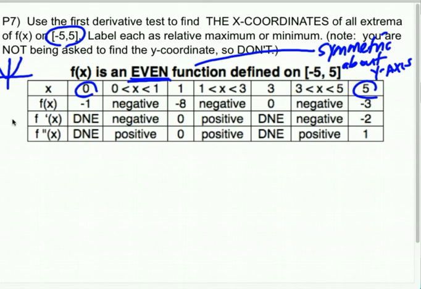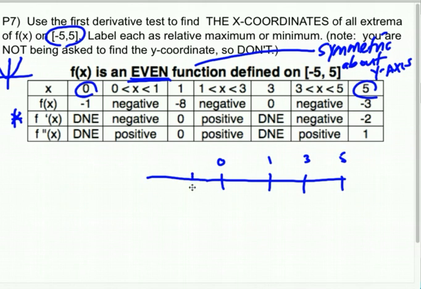So again, we are handed an f prime sign chart. And if you want, you can copy it down here and see what's going to happen. So here's 0, here's 1, here's 3, and here's 5. Because this is even, it's going to behave essentially symmetrically on the other side. So there's -1, -3, and -5. And we know that these are our endpoints.